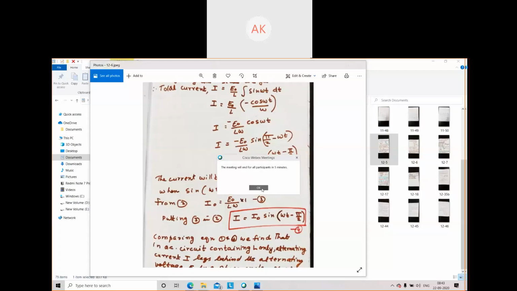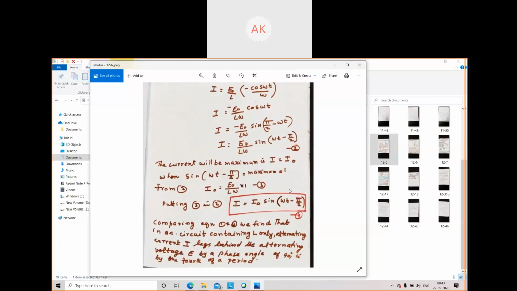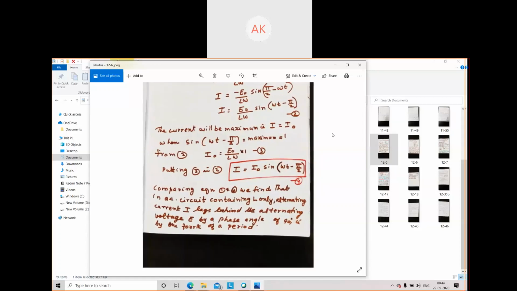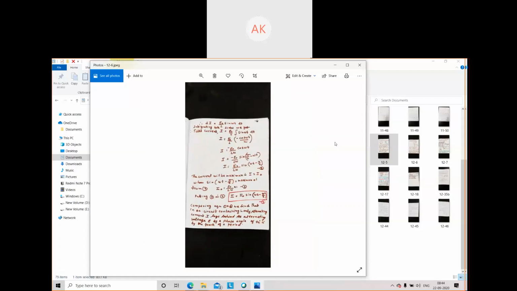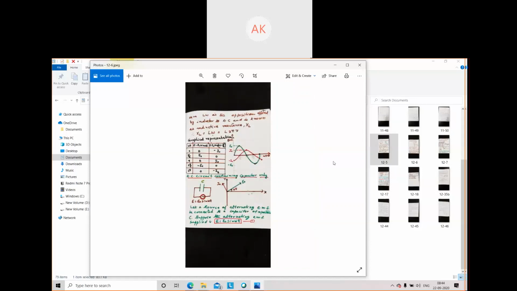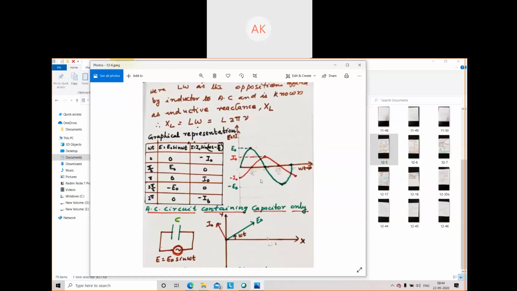So we got the expression for current, I equal to I0 sin omega t minus pi by 2. And comparing, we get that current is lagging the EMF by a phase angle of pi by 2. So always remember this formula, I equal to I0 sin omega t minus pi by 2. Lagging. In an inductor, current lags by a phase angle of 90 degrees. And then the phasor diagram, a very important question. This phasor diagram is more important than this graphical representation. This is just for knowing.